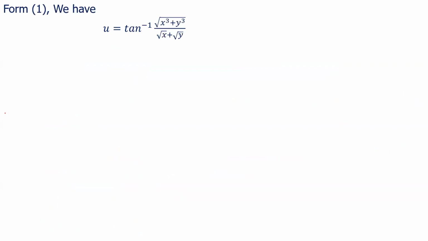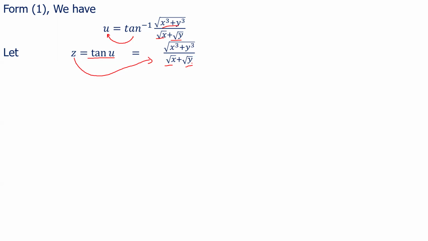From 1, we have u is equal to tan inverse of root over (x cube plus y cube) upon (root x plus root y). Let us take tan of both the sides. So tan of u is equal to square root of (x cube plus y cube) upon (root x plus root y). Now, let us consider this as z. So z is equal to root of (x cube plus y cube) upon (root x plus root y).